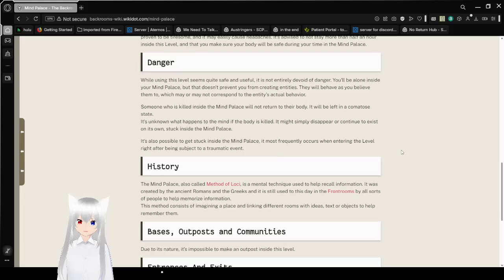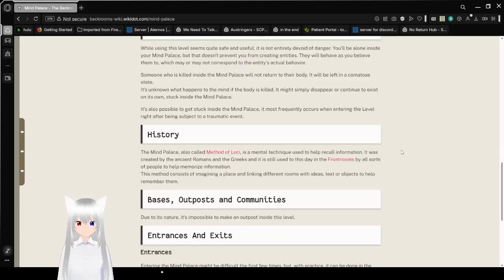Someone who is killed inside the Mind Palace will not return to their body. It will be left in a comatose state. It's unknown what happens to the mind of the body that's killed. It might simply disappear or continue to exist on its own, stuck inside the Mind Palace. It's also possible to get stuck inside the Mind Palace. It most frequently occurs when entering the level right after being subjected to a traumatic event.